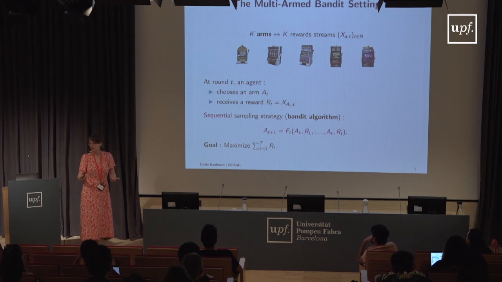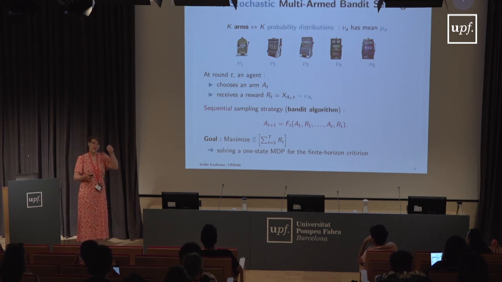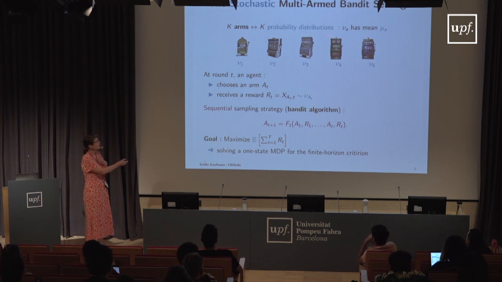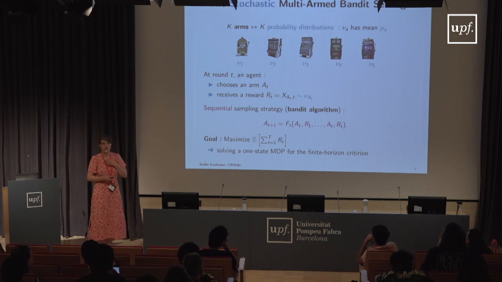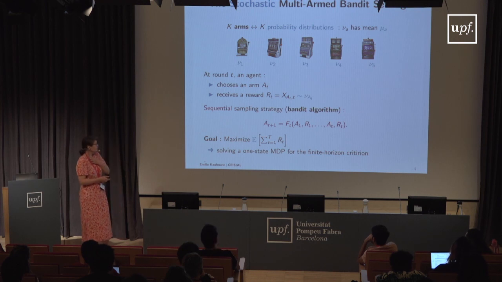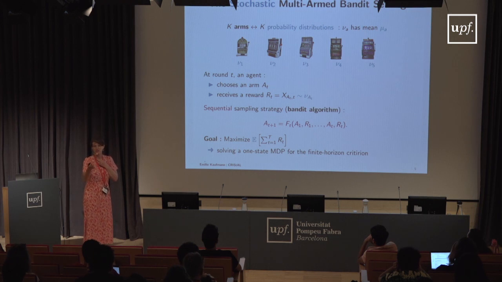But to fit with the reinforcement learning paradigm, what we will consider is stochastic bandits, where this reward stream is generated under the simplest possible stochastic process, which is IID. So in this case, the K arms are represented by K probability distributions, which are unknown, of course, to the agent. I denote by nu_A the distribution that generates the reward of arm A, and it has some expectation, mu_A. And so in this context, the reward R_t observed upon choosing arm A_t is an IID, an independent draw from the distribution associated to that arm.